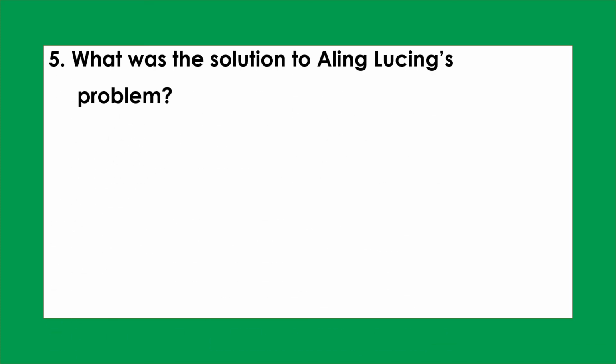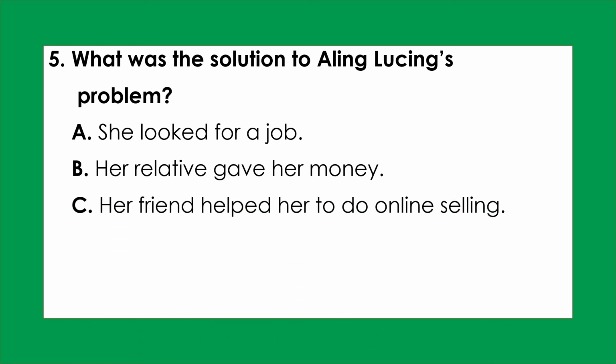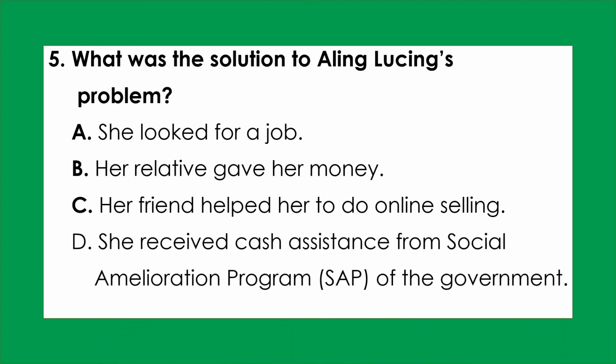What was the solution to Aling Lusing's problem? A. She looked for a job. B. Her relative gave her money. C. Her friend helped her to do online selling. D. She received cash assistance from Social Amelioration Program or SAP of the government. Answer. Her friend helped her to do online selling.